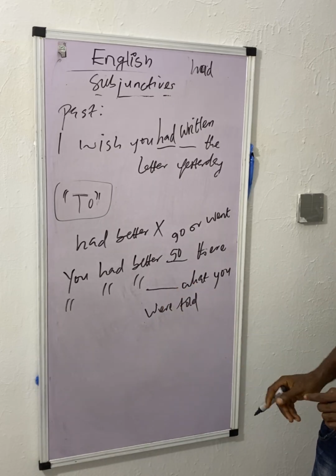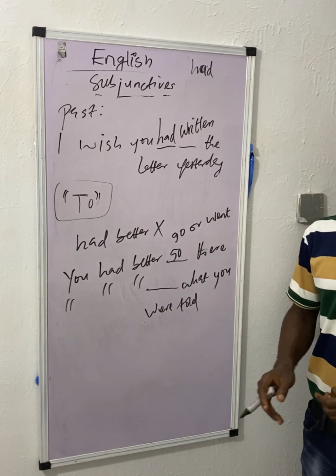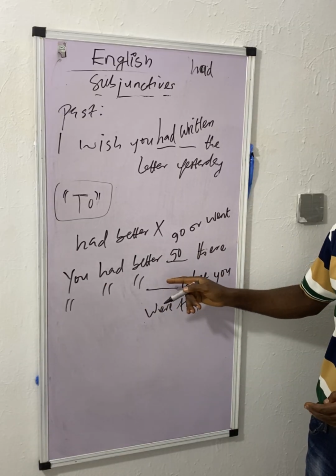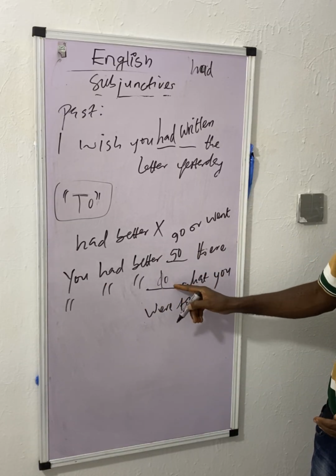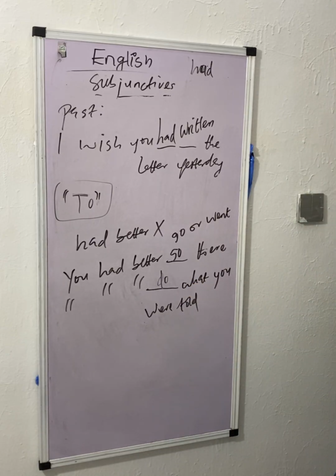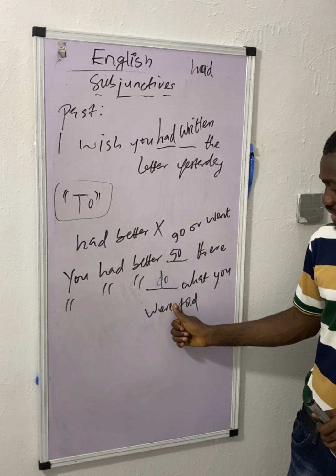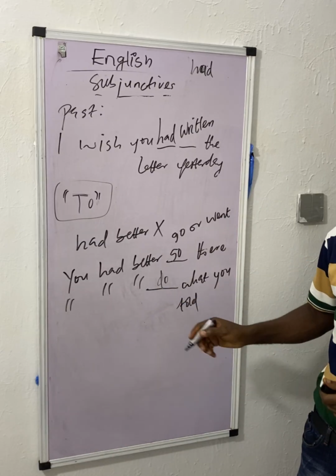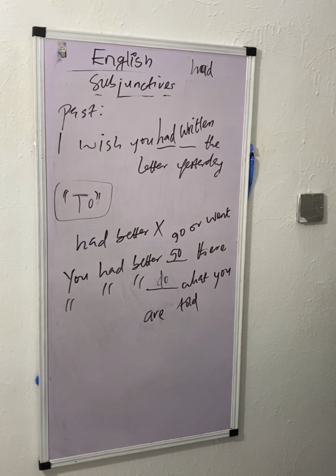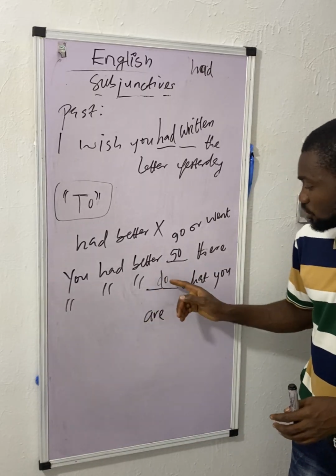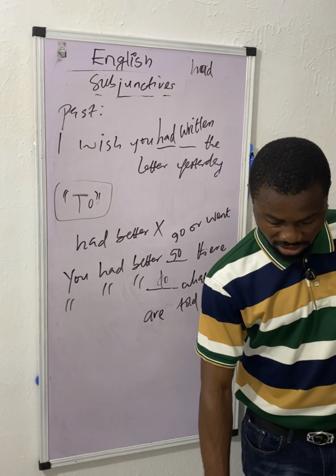Since "had better" is not a subjunctive, what are we supposed to put here? Is it present tense or past tense? We put present tense, right? You had better do what you were told. If you put "you had better did what you were told," wrong. We are not even supposed to use "were" here. We're supposed to use "are": what you are told, because "had better" doesn't take past tense. So you had better do what you are told. All right, don't make that mistake.